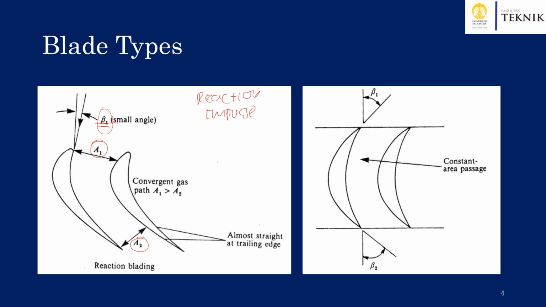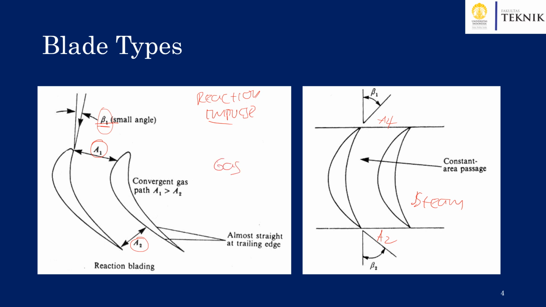On the other hand, for the impulse type, the flow area will remain constant, as the flow will pass through a constant area, and they will have the same value of A1 and A2. This impulse type of axial turbine is normally used for steam, and the reaction type is normally for gas.